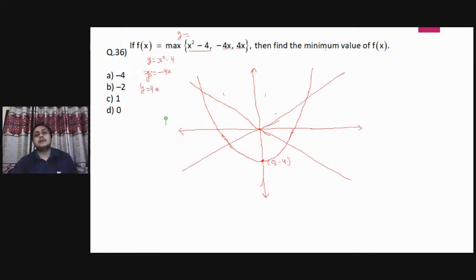So then find the minimum value of fx. You have to find the minimum value of fx. So guys, sorry, first the question is fx equals to maximum of these three. So guys, you have to choose maximum among these three graphs. First is parabola, second, third is straight line, right? You have to choose maximum.